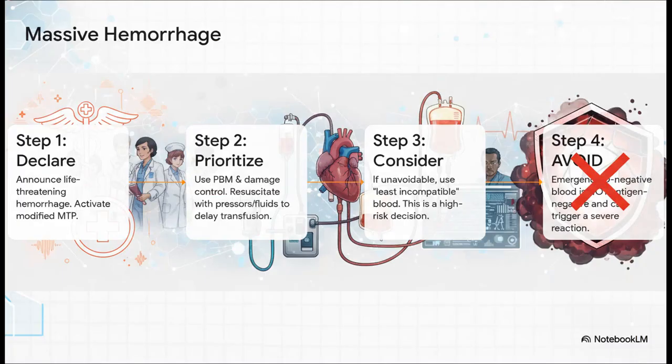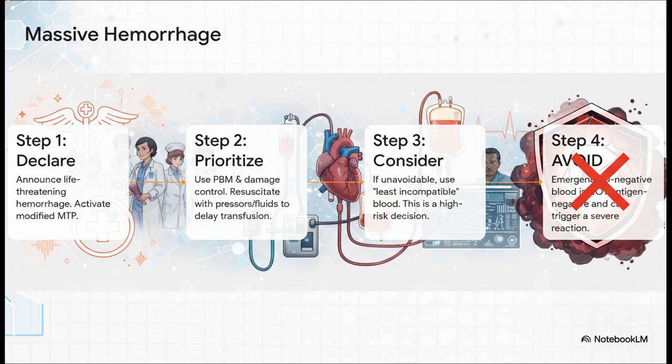So what happens when things go wrong and you're in the middle of a massive hemorrhage? Our standard protocols have to be modified. Yes, we activate the MTP, but we have to clearly communicate to the blood bank that this is an alloimmunized patient. Our first move should be damage control resuscitation, using vasopressors and fluids to buy time while the surgeons get control of the bleeding. If we burn through our supply of antigen-negative units and the patient is still exsanguinating, we are forced into a terrible risk-benefit calculation.